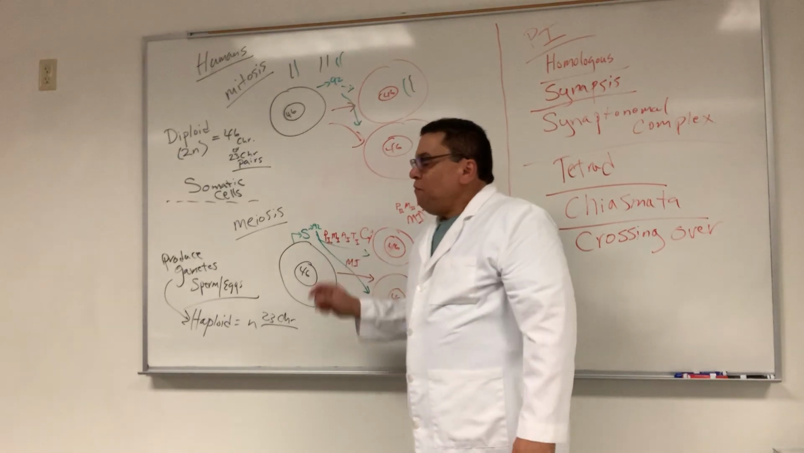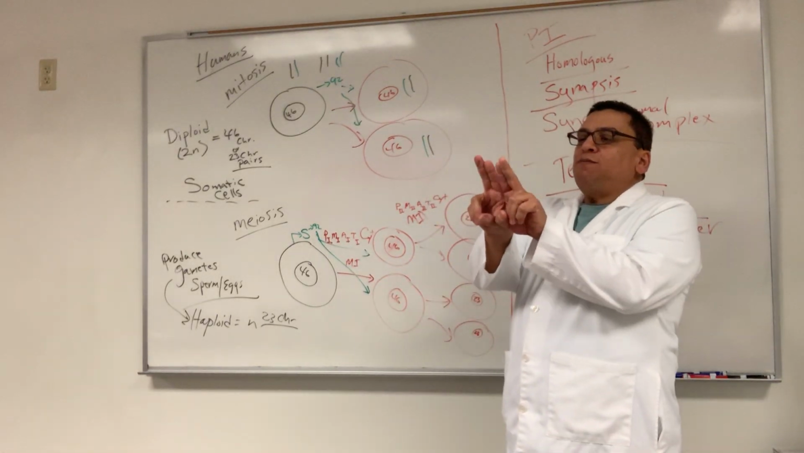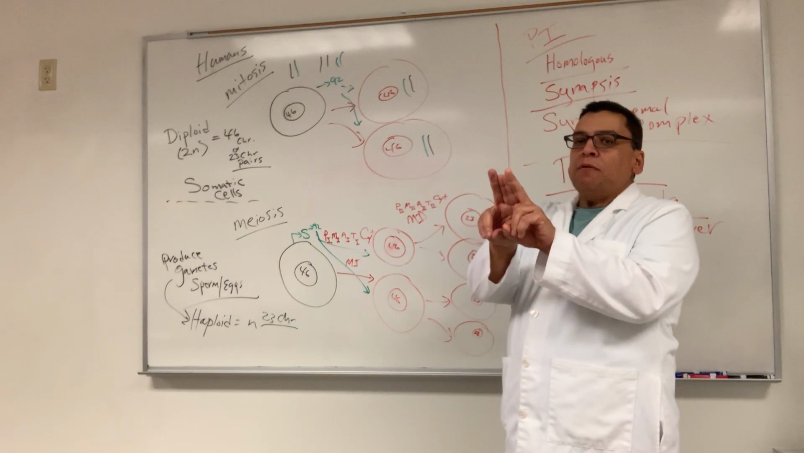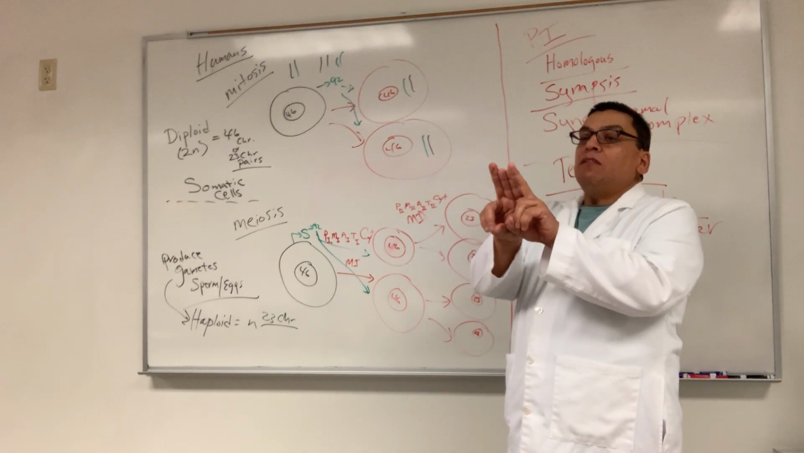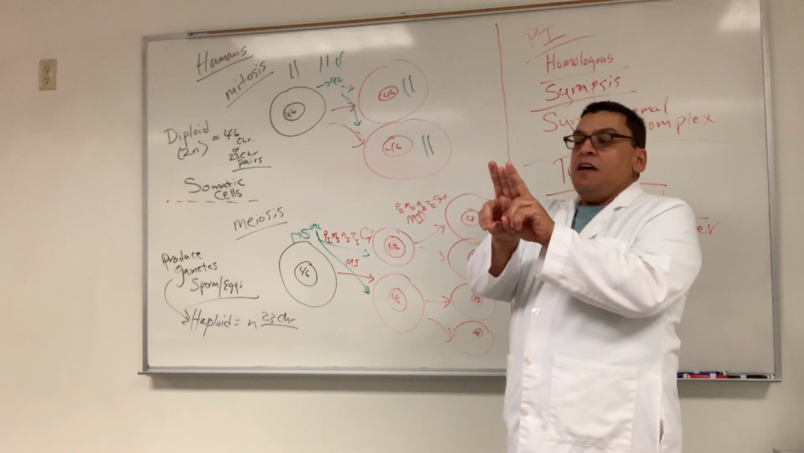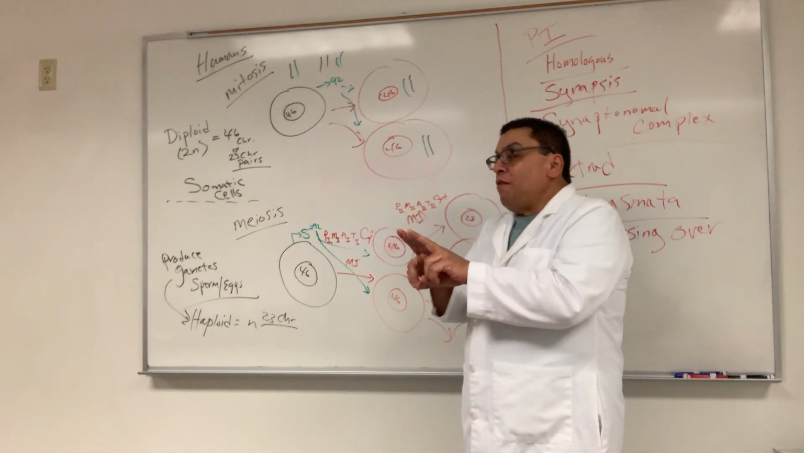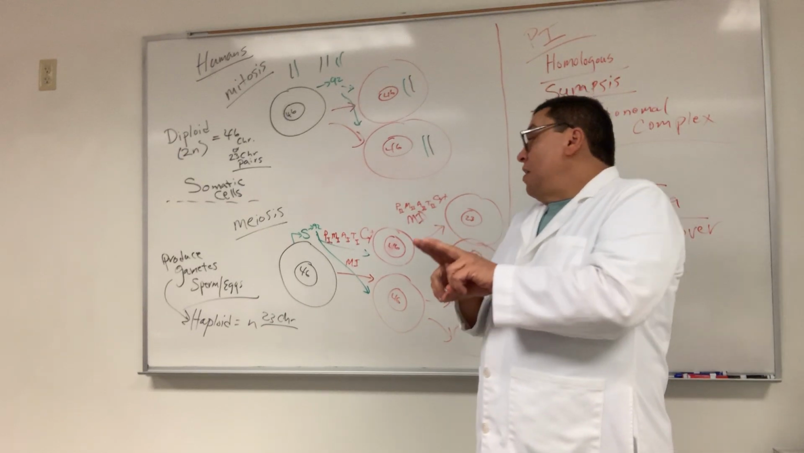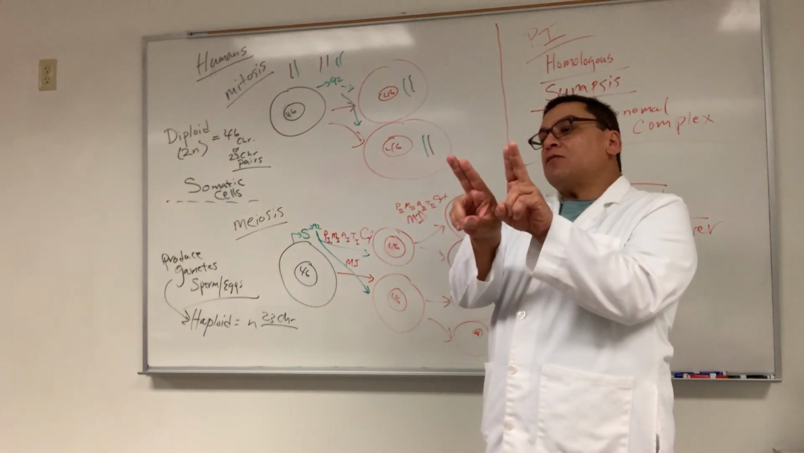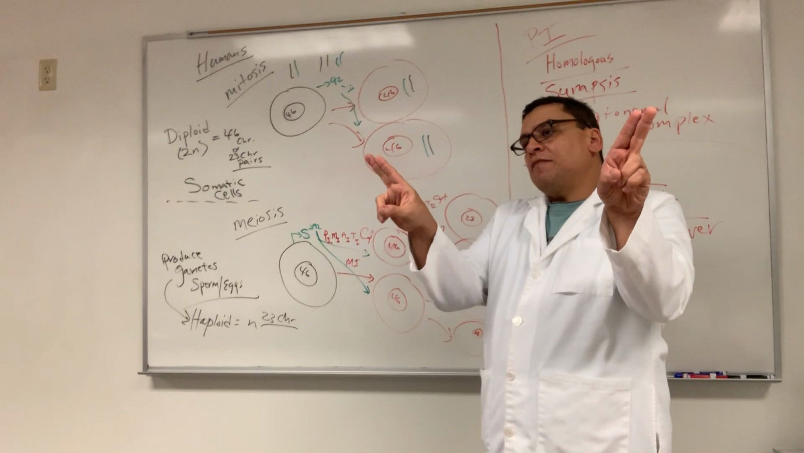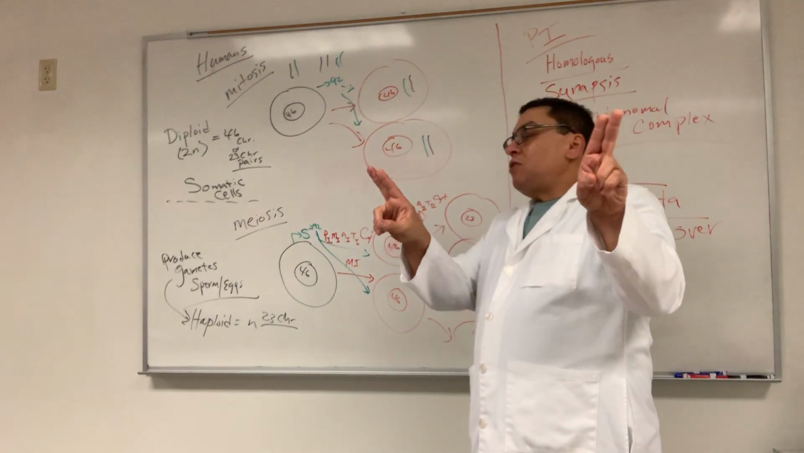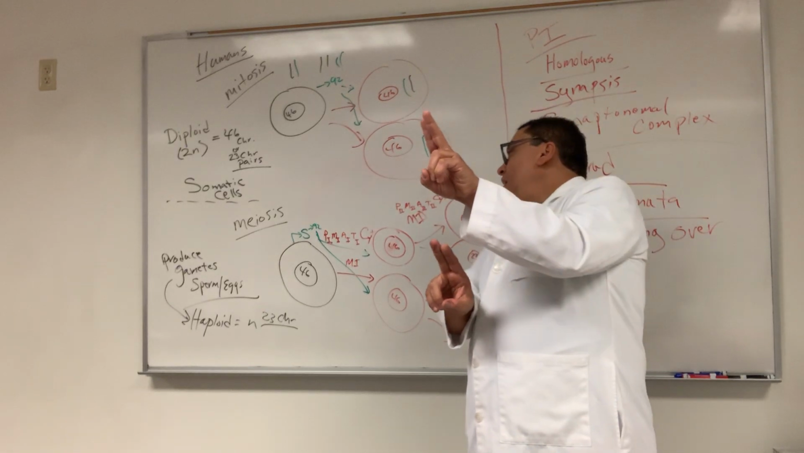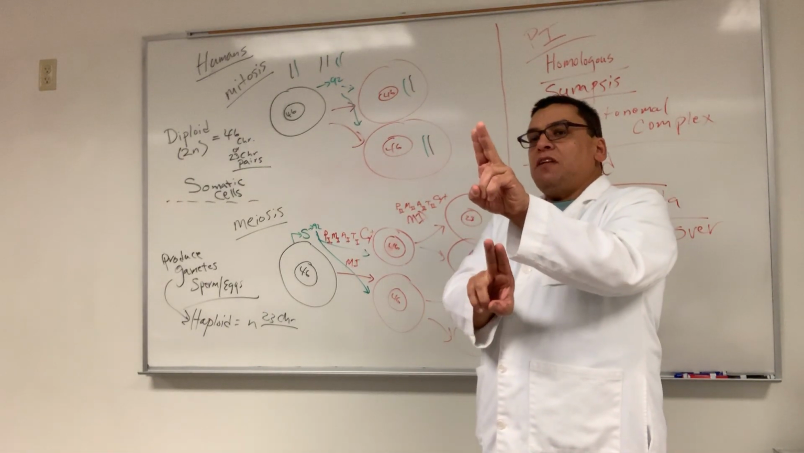So, in prophase 1, the tetrads form, the chiasmata forms, and the crossover happens. Now you have shuffled genes. And next is my metaphase 1, the tetrads line up. In anaphase 1, the homologous chromosomes are separating. In metaphase 2, the homologous chromosomes line up. In anaphase 2, the sister chromatids are separating.